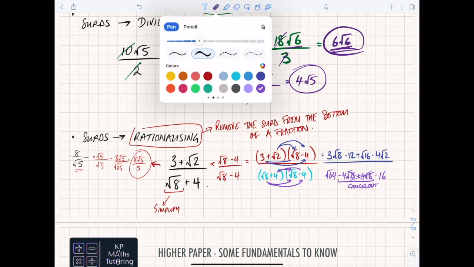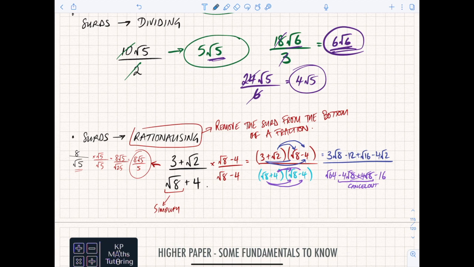So let me tidy up each part for you. Let's look at the top here. The root 16 will become 4, so I'm just going to come down here and do this again.